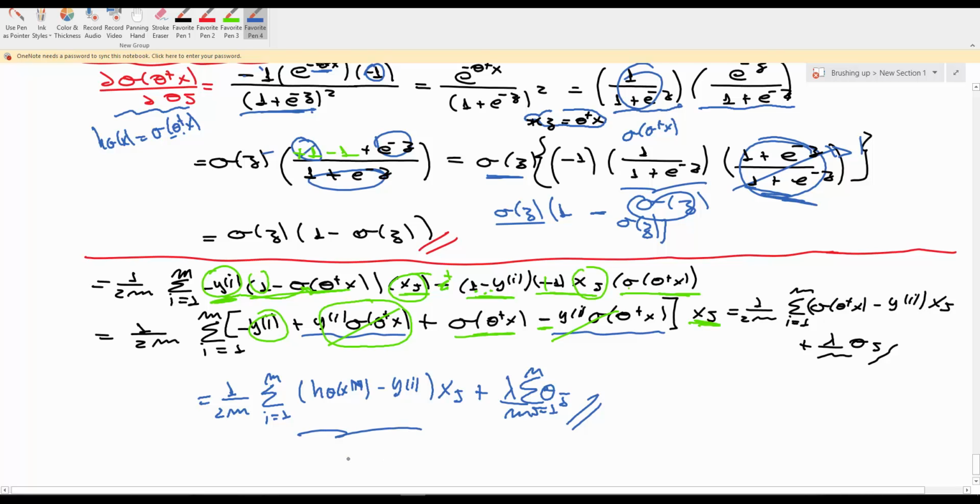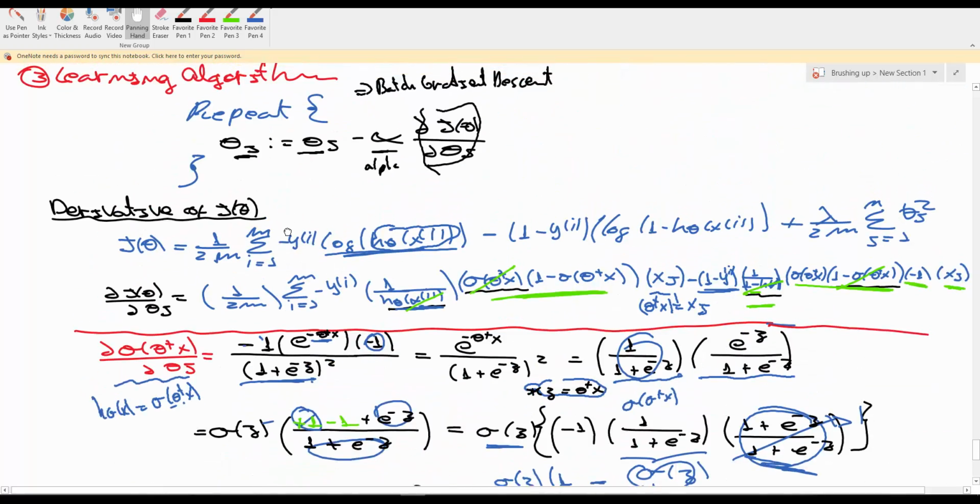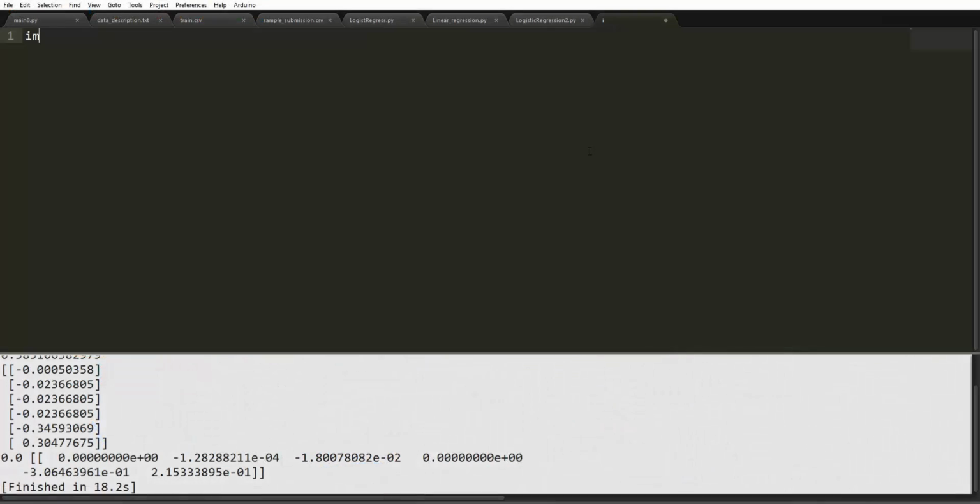Now what's interesting about this is that this is very similar to the linear regression derivative. Actually it's the same as the linear regression derivative, but we have a different cost. In terms of this, it is the same, so we can compute the batch gradient descent very easily using the same. Okay, so now we just work with the code.